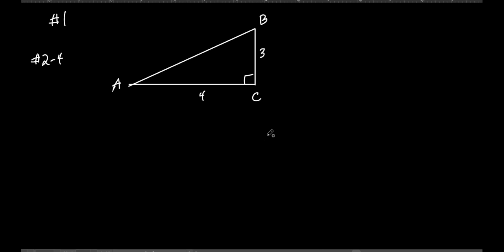All right. Enough of that. So I'll give you a triangle, and you do the Pythagorean theorem, right? 3 squared plus 4 squared equals c squared.